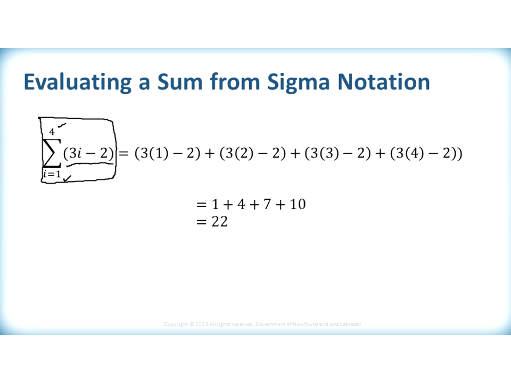So the first term will just be 3 times i minus 2, which is 3 times 1 minus 2. Then the second term will be 3 times 2 minus 2, 3 times 3 minus 2, 3 times 4 minus 2, etc. until we get them all figured out what they are.